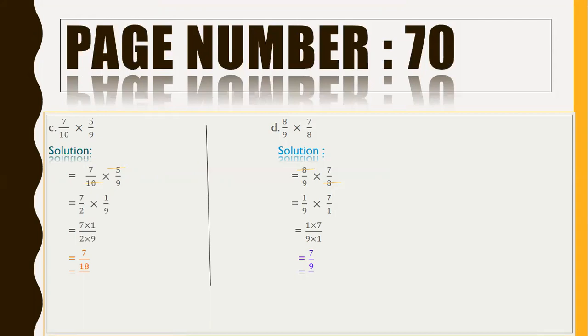Come to the last part of this question and also of this page. 8 over 9 multiply 7 over 8. Which number can we cancel here? Good. 8 and 8, because one 8 is in the numerator and the other is in the denominator. After the cancellation, the new fractions become 1 over 9 and 7 over 1. 1 multiply 7 is 7 and 1 multiply 9 is 9. 7 over 9 is our required fraction.